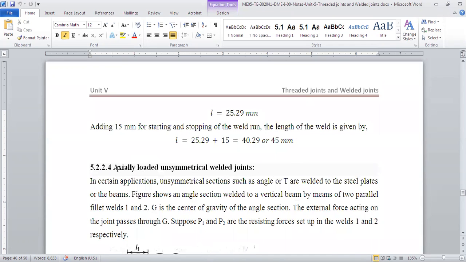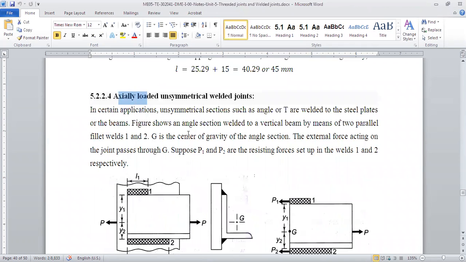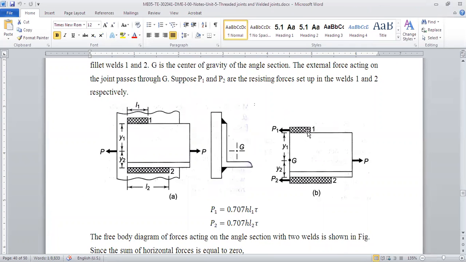So we have an axial load, so the load is along the axis, with an asymmetrical welded joint. It is not symmetric because the areas are not the same. Because of that, the load taken by area 1 will be different than the load taken by area 2. So we have to find out what is the load taken by area 1 and what is the load taken by area 2. Very simple, straightforward problem. It is not difficult, you just need to understand the concept.